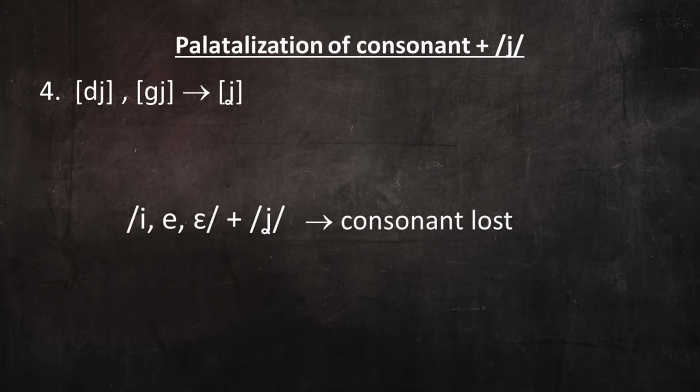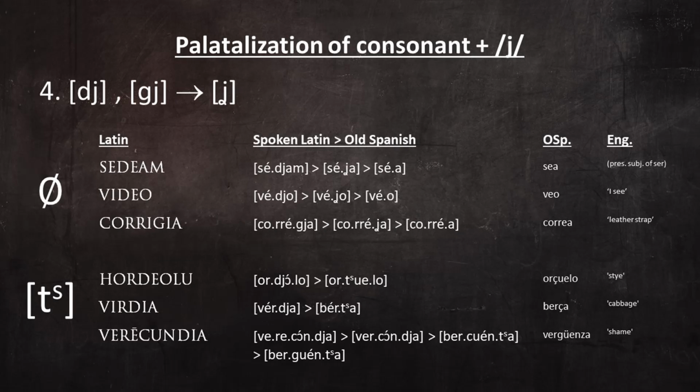Now this was not the only outcome of dia and gia. Where j was preceded in early Old Spanish by a front vowel, the consonant was lost. And where Latin dia was preceded by a consonant, the result of the palatalization was ts. Feel free to pause the video and examine these examples.